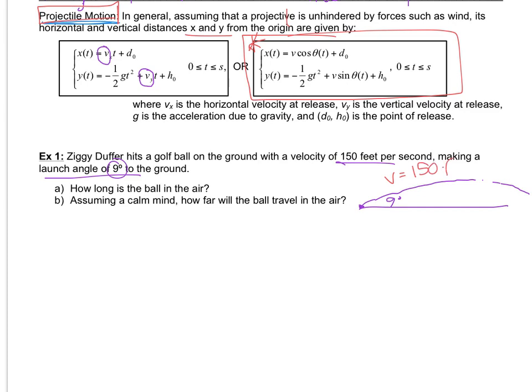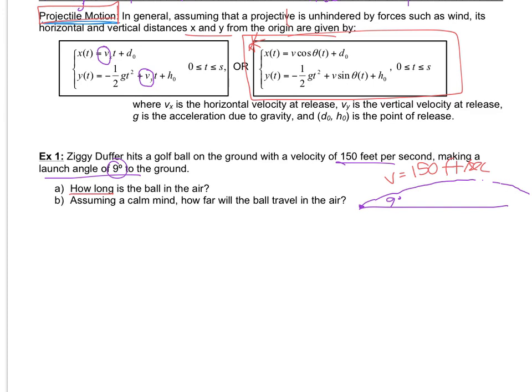And it's got a velocity of 150 feet per second. So we have two questions that we're going to answer using parametric equations. How long is the ball in the air? That answer is going to be some amount of time, which is why this parametric equation idea is going to help us, because we have that third parameter.